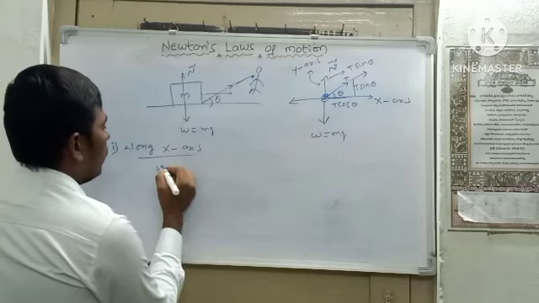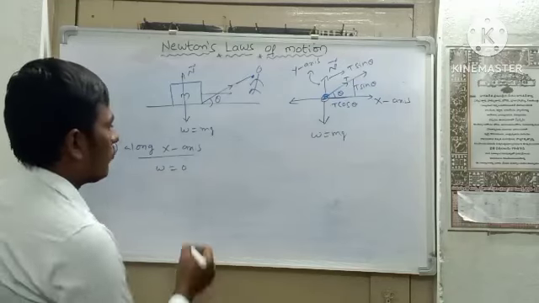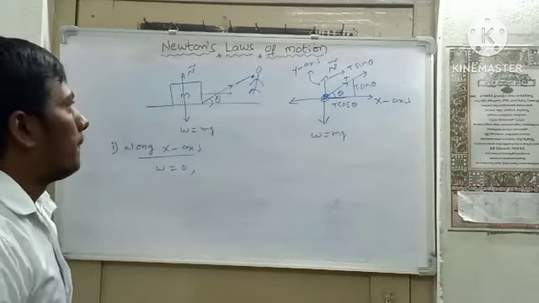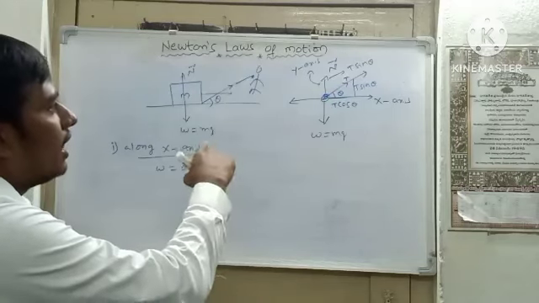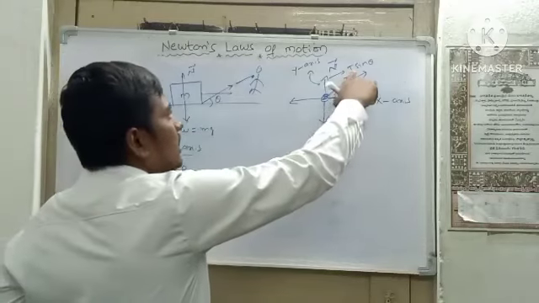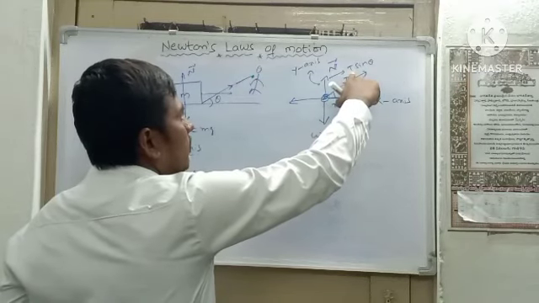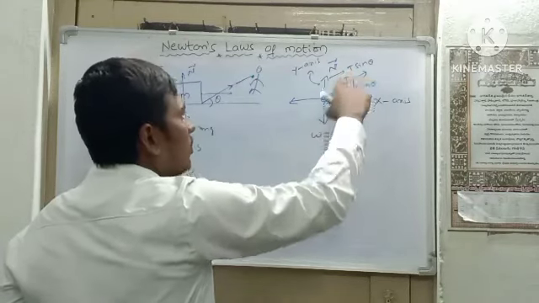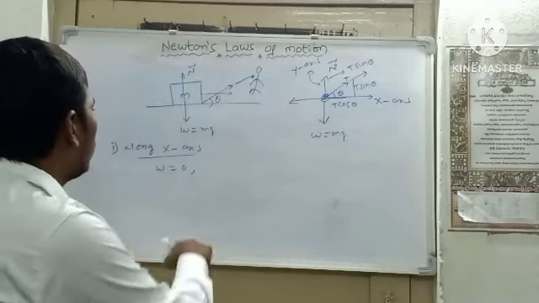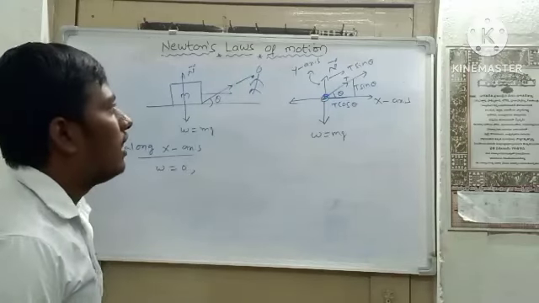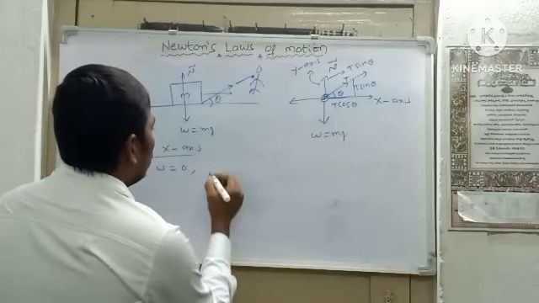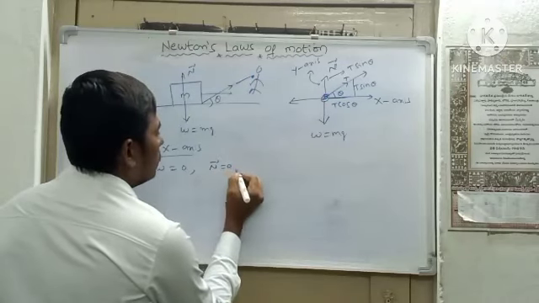Gravitational force W is equal to 0, and any contact force is working on the body. This T sin theta is nothing but the tension T applied along the y-axis, and along the x-axis any contact force is working. Contact force is working along the y-axis. So contact force also equal to 0.